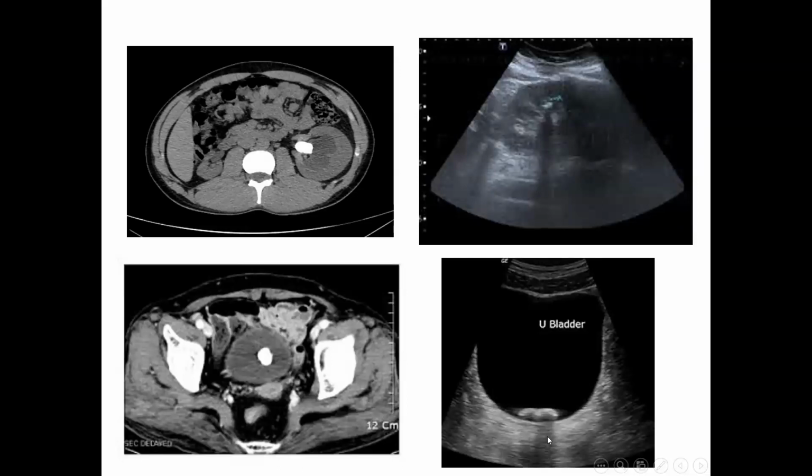It's the same dirty shadow behind this, but this time, these are stones inside the urinary bladder. You see, these two stones are lying inside the urinary bladder. Why are the bladder stones larger? Why do you think they get larger in size?